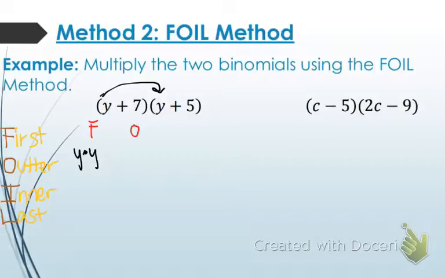And we have y times 5. So I'll put that here. The I stands for the inner terms, the two terms that are closest to each other. They're in opposite parentheses, but they're closest to each other. So the inner terms are this one and this one. This is 7 times y, 7y.